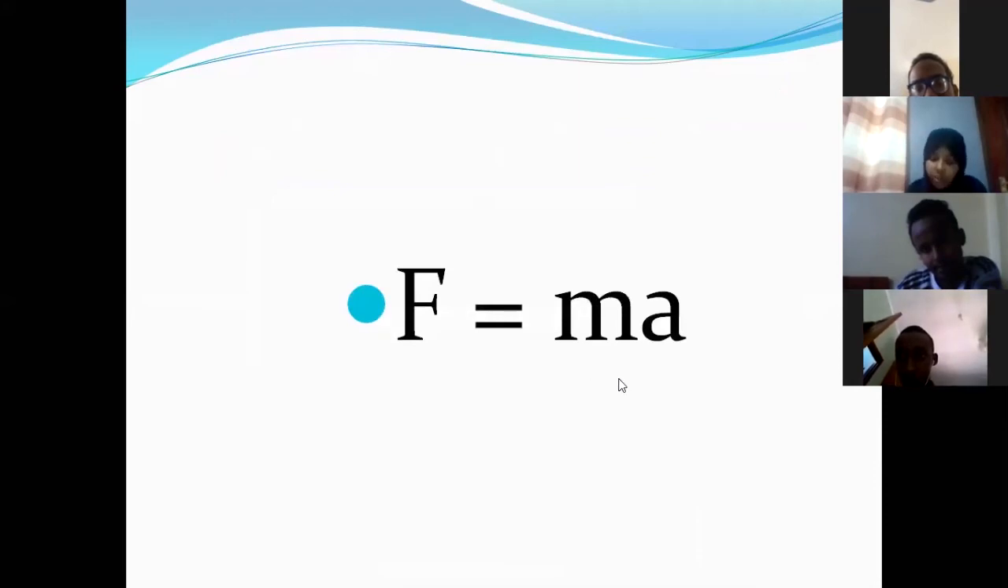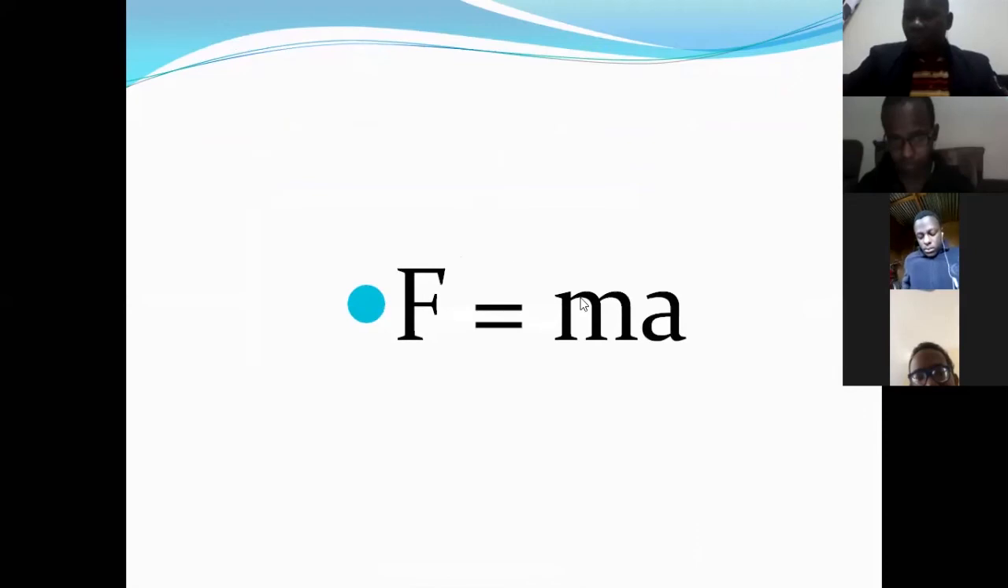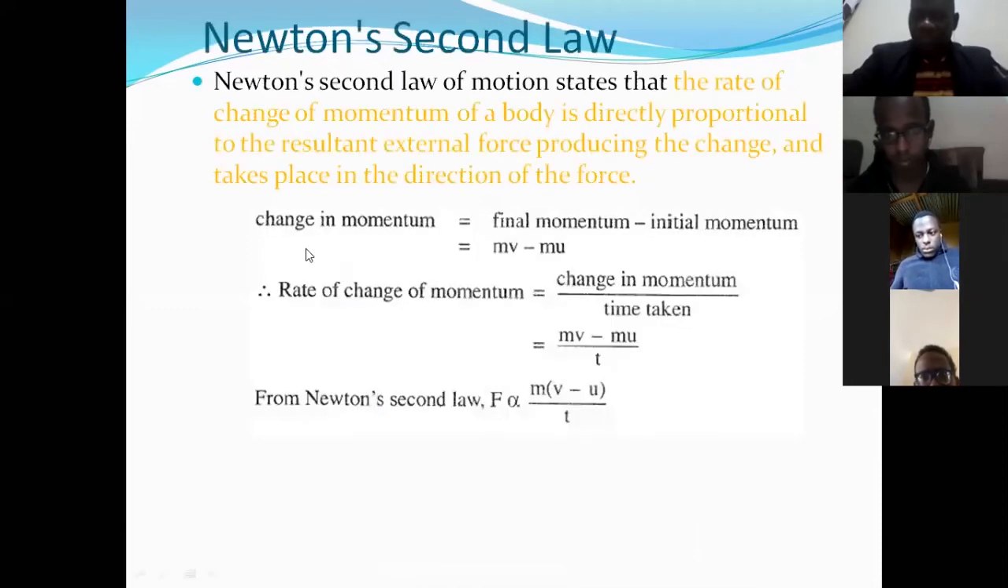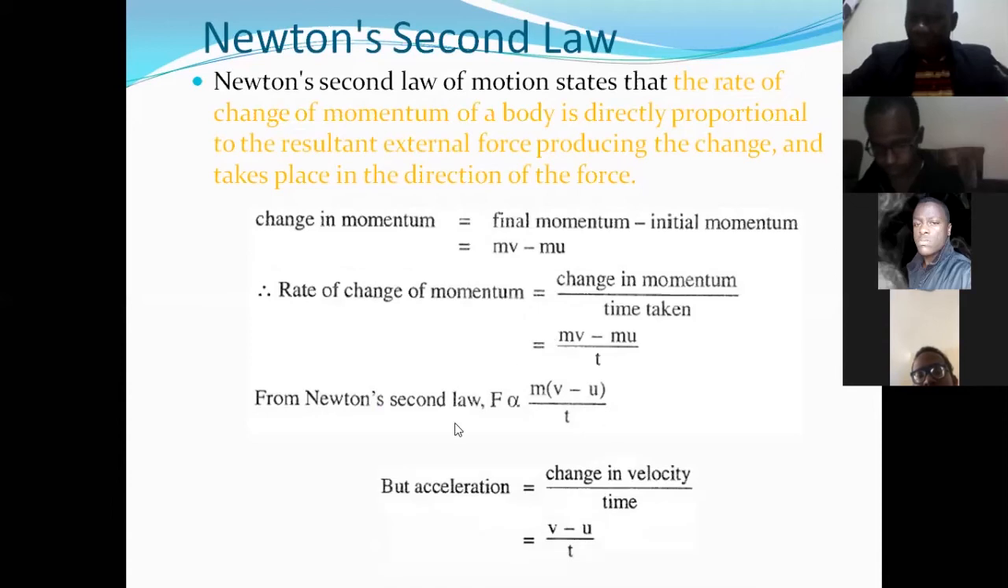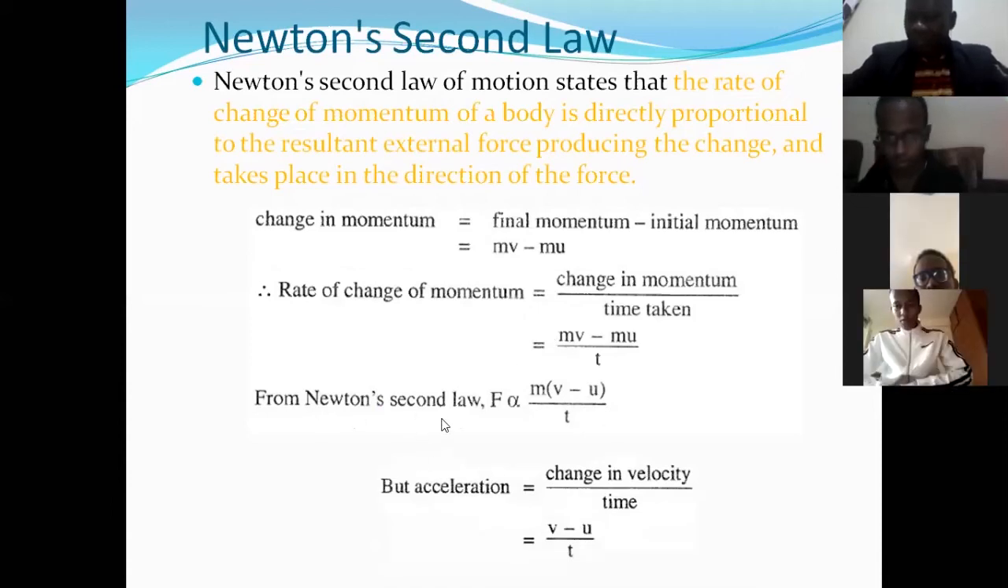I just want to go back again. This is a possible question in your KCSE. Show that F is equals to mass times acceleration. So you have to start from Newton's second law, talk about change in momentum, then talk about rate of change of momentum. Then from Newton's second law of motion, F is directly proportional to ma.